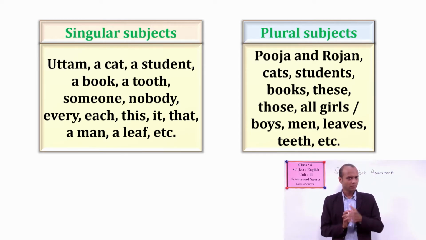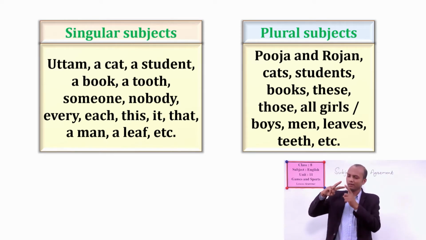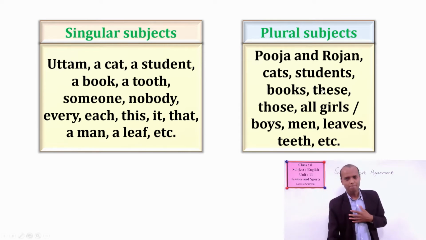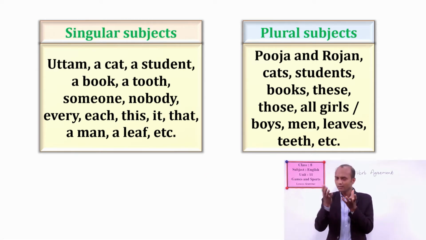Men, look at that. A man, one man, two men. Got it? If you add one man and another man, it becomes men. Okay? And leaves or teeth are also plural subjects. They refer to multiple, more than one. Okay.